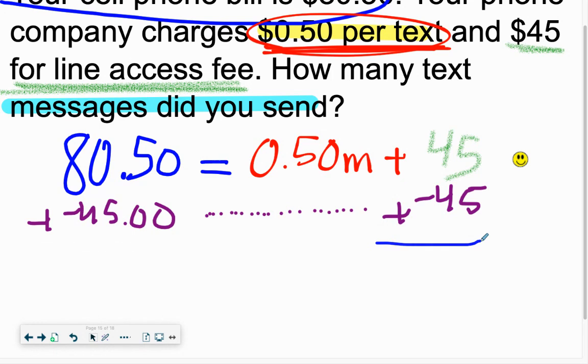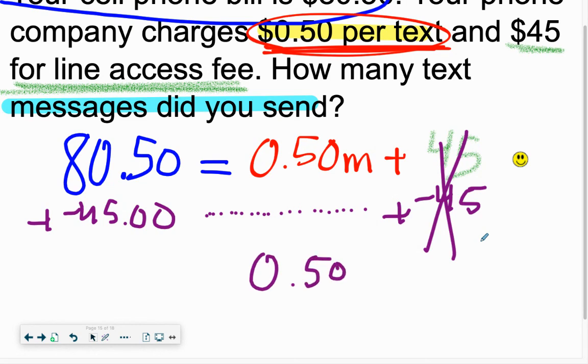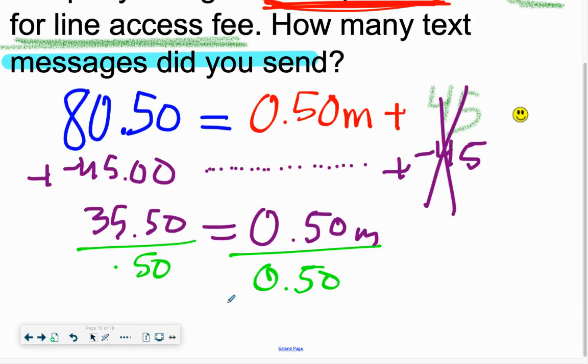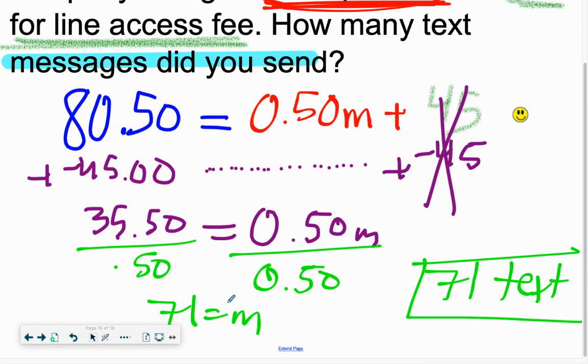Then, again, we did that because these guys cancel. What remains on the right side is that 0.50 m. Notice how those equal signs are staying lined up. Always very helpful in equations, especially when they are multi-step equations. Gives you your $35.50. Solve both sides by dividing by 0.50. It gives you the answer 71 equals m. Make sure to answer that word problem. So 71 texts, 71 messages, that would be a label.